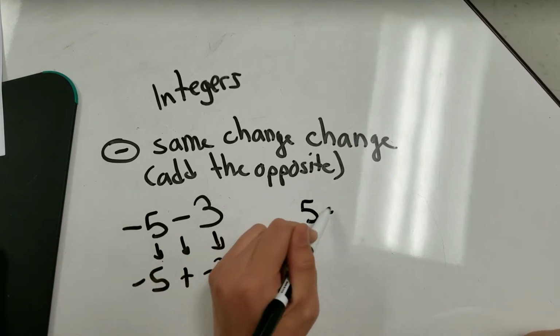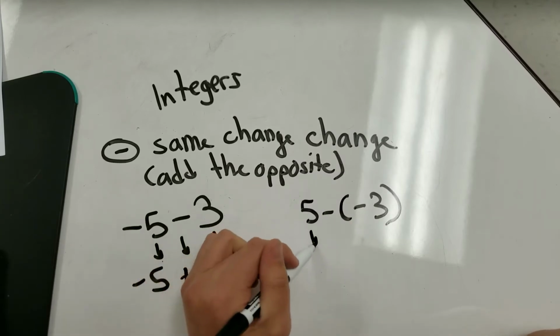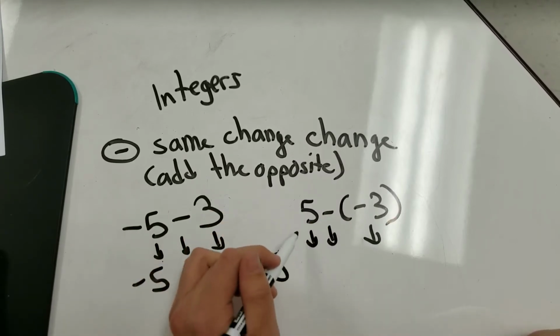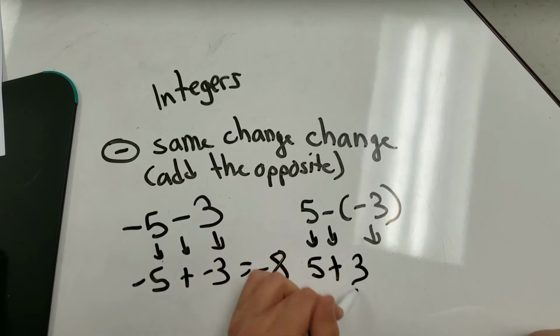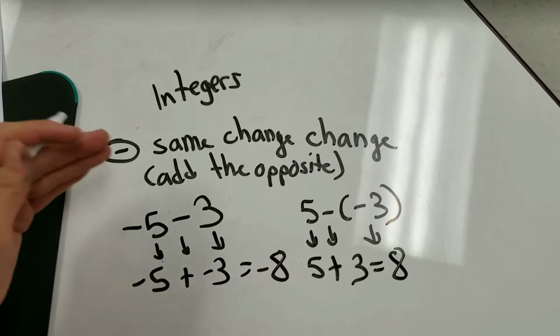If we have 5 minus negative 3, we would still do same, change. It'd be 5 plus 3, which would be 8. That's how we would subtract integers.